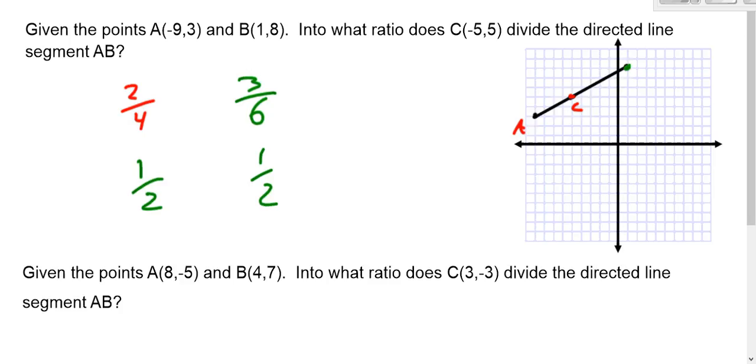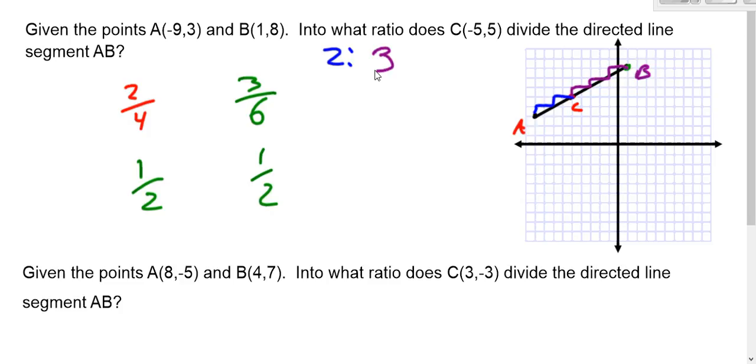But the question really is, how many times did you go up 1 over 2? So to get from A to C, you had to go up 1 over 2, and then do it again, up 1 over 2. We did that slope 2 times. And then from C to B, we go up 1 over 2, up 1 over 2, up 1 over 2. We did that slope 3 times. So that's our ratio right there, 2 to 3.